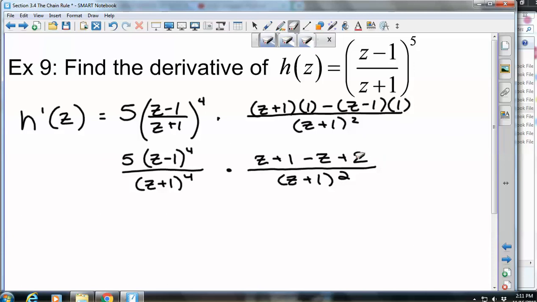Not 2. Sorry, I got a step back. I was thinking to the next step and I wrote the wrong thing. Plus 1. What happens now? The z's cancel, and that's where the 2 comes in. 1 plus 1 is 2.